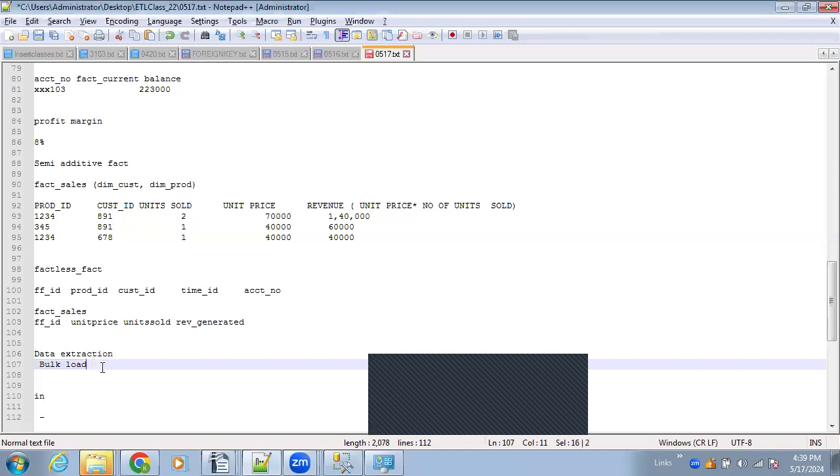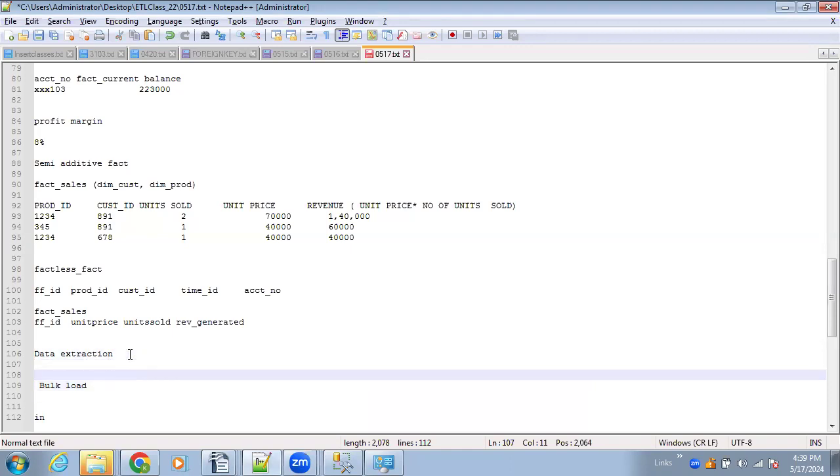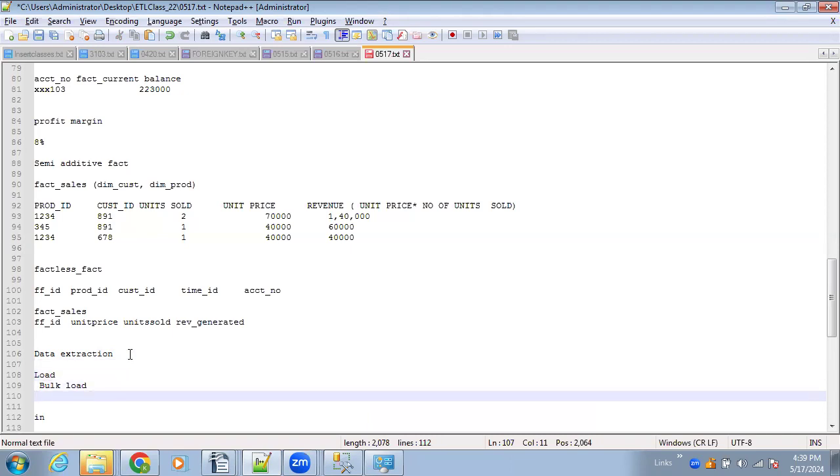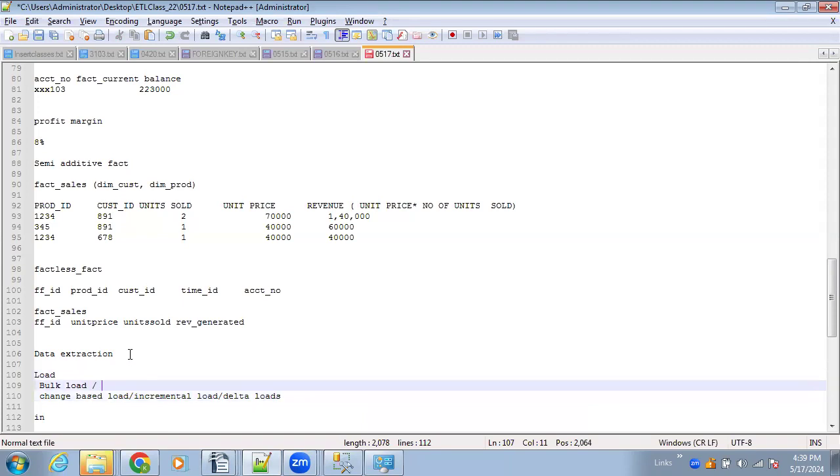So data extraction, we are extracting and loading also, right? So the loads can happen in 2 ways. One is a bulk load and another is change based loads or incremental loads or delta loads. This is a bulk load, meaning global refresh, truncate and reload. These are all the same thing.